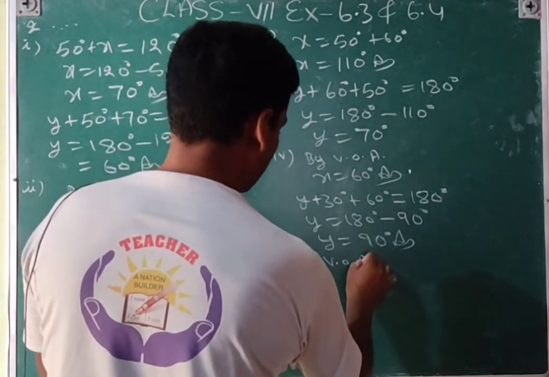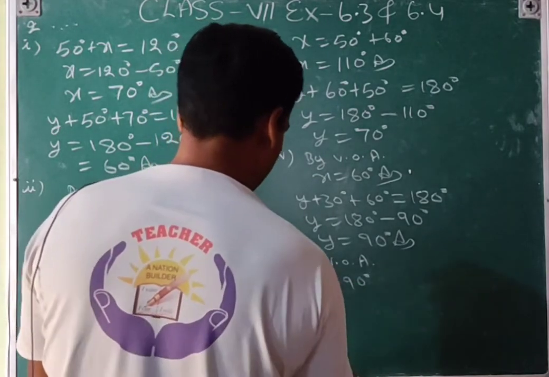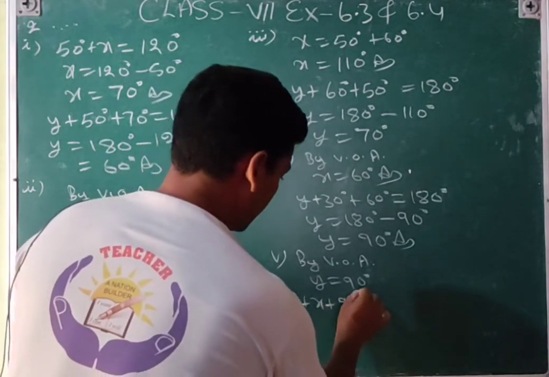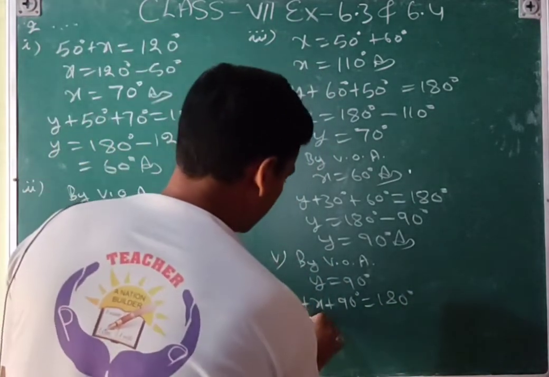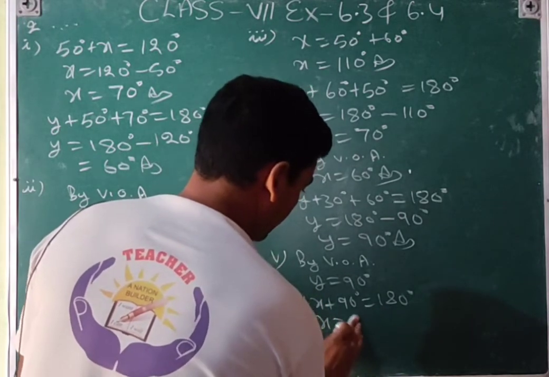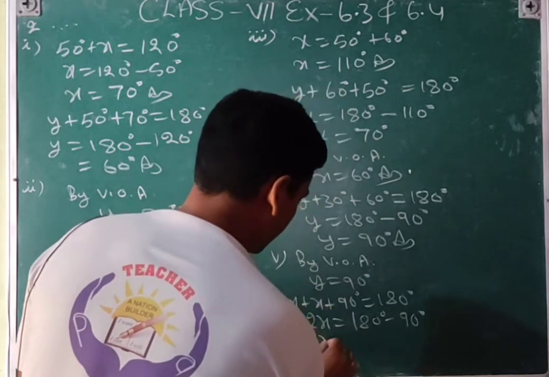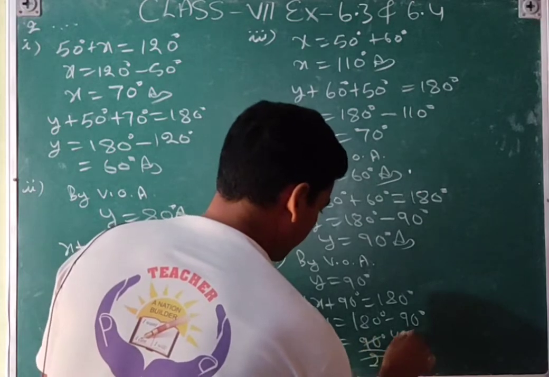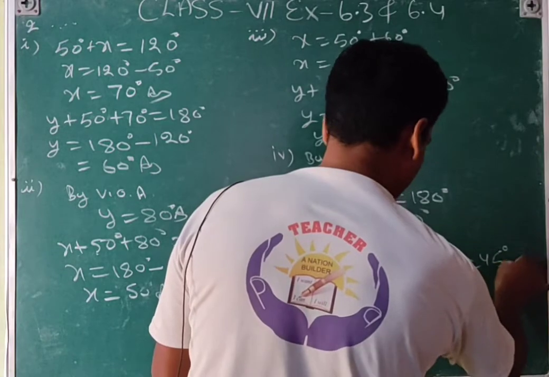By the vertically opposite angle, y is equal to 90 degree. Now x plus 90 degree is equal to 180 degree by sum of angles of triangle. So that will be 2x is equal to 180 degree minus 90 degree. So x is equal to 90 upon 2, so that will be 45. So x is equal to 45 degree.